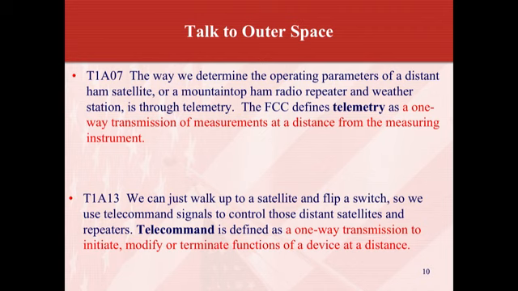The way we determine the operating parameters of a distant ham satellite or a mountaintop ham radio repeater and weather station is through telemetry. The FCC defines telemetry as a one-way transmission of measurements at a distance from the measuring instrument. We can't just walk up to a satellite and flip a switch, so we use telecommands to control those distant satellites and repeaters. Telecommand is defined as a one-way transmission to initiate, modify, or terminate functions of a device at a distance.